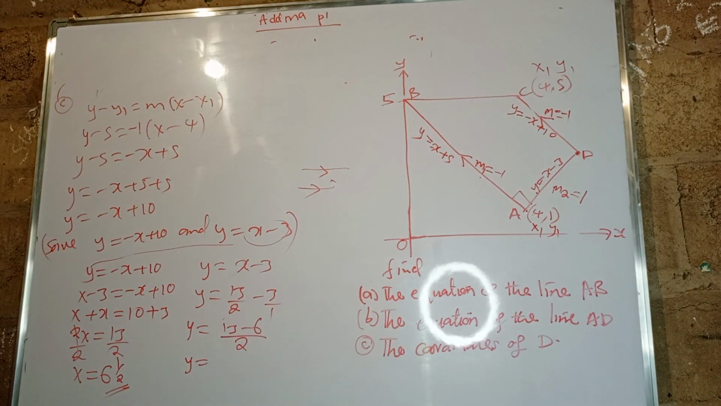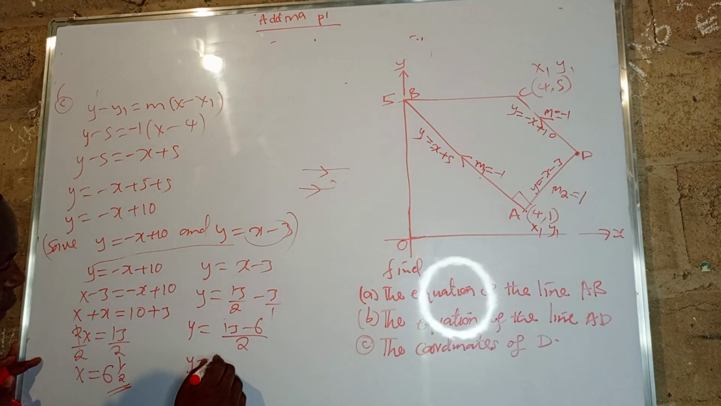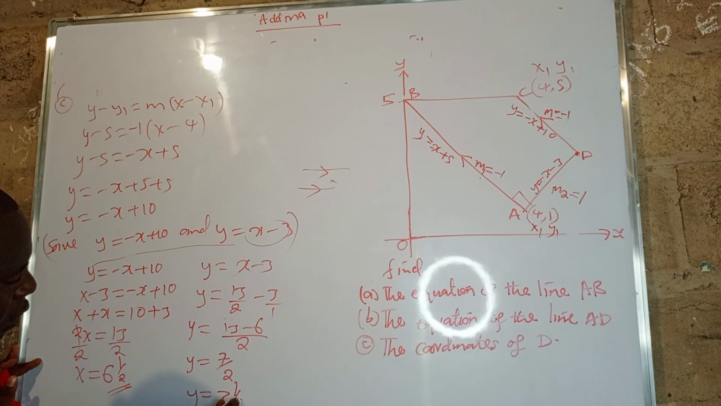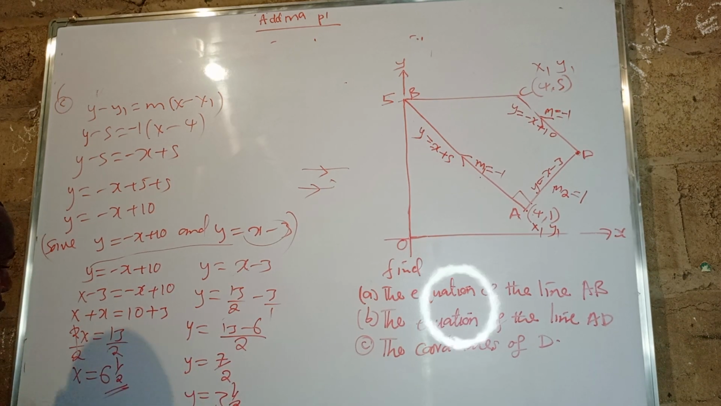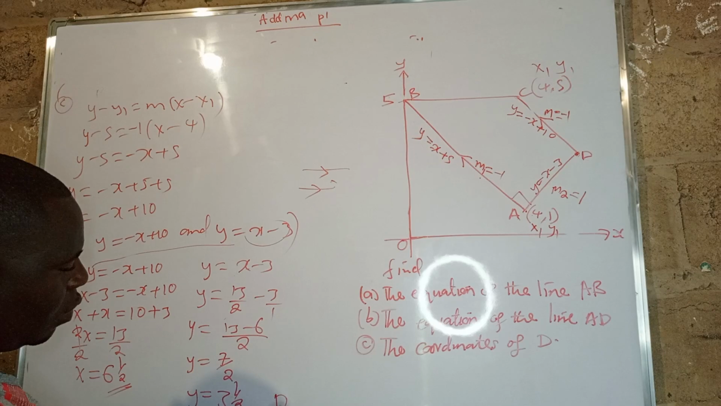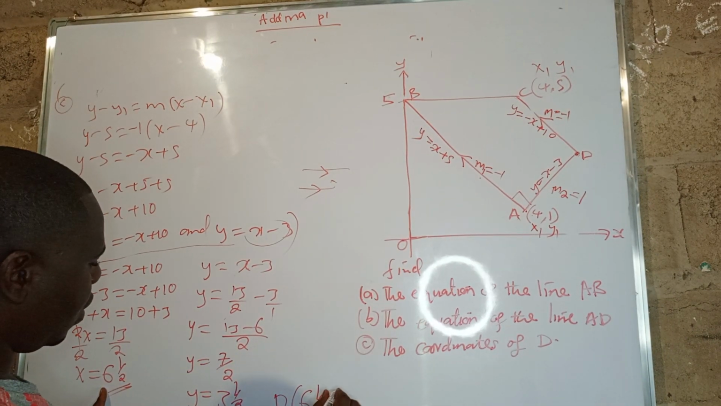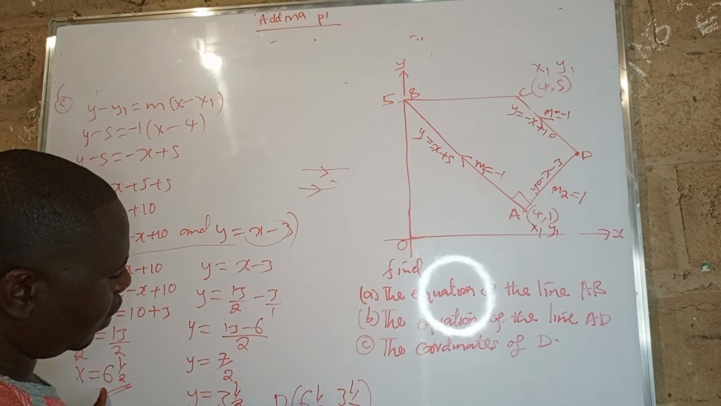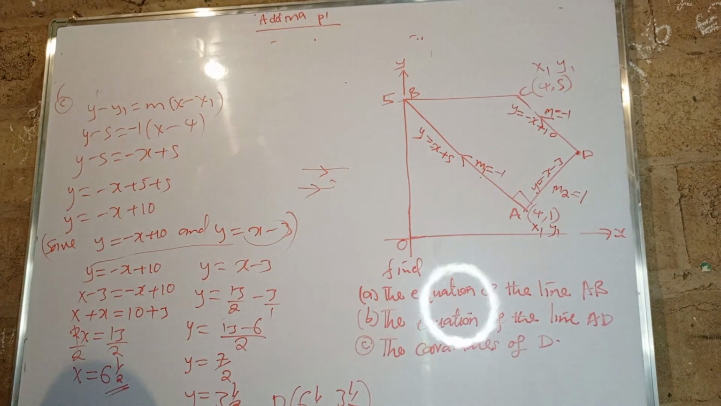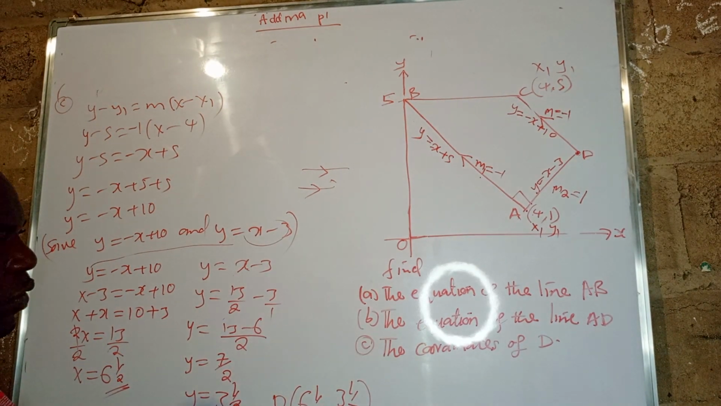What's the answer there? 7 over 2. So y is equal to 3 and 1 over 2. So the coordinates for D will be x is 6 and 1 over 2, comma, 3 and 1 over 2 as the final answer. So that should be the coordinates for point D. So these are the final answers for this question.